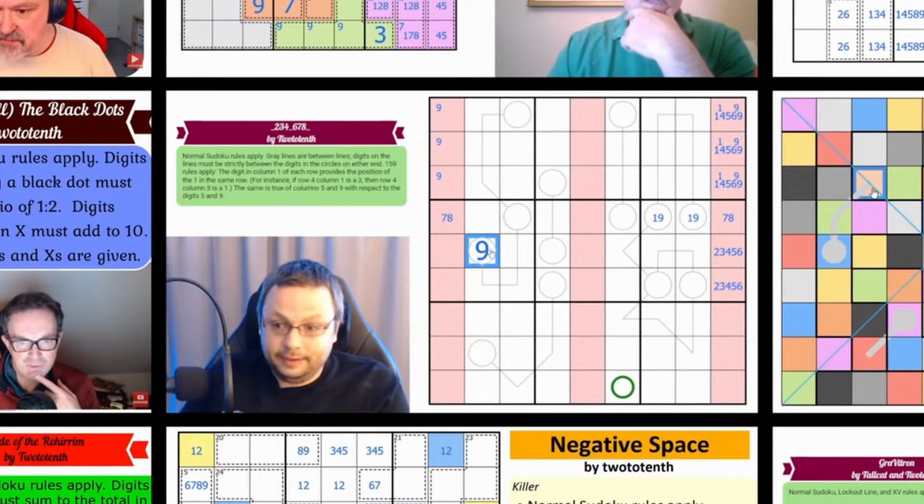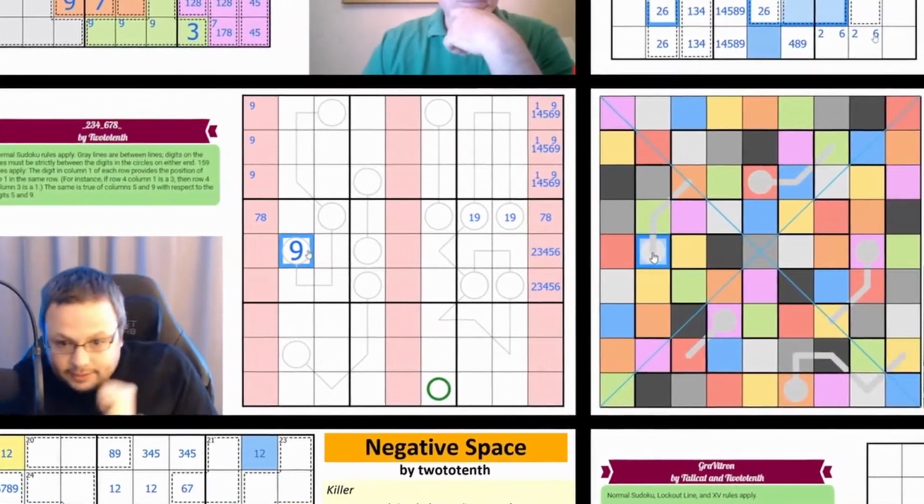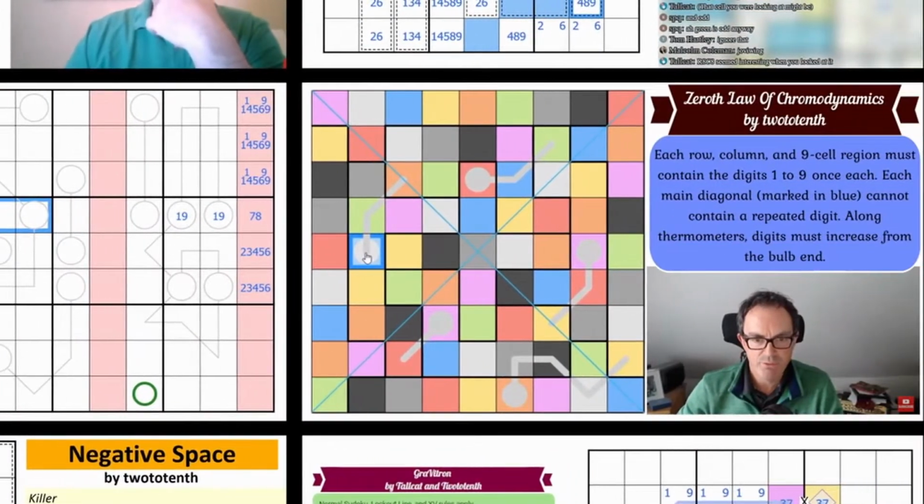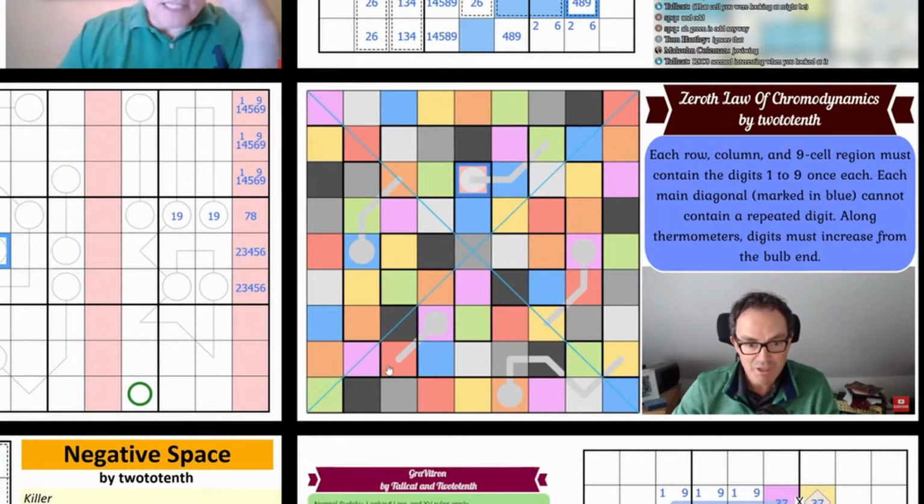That being a 9, that gets us a digit dance. Orange is a max of 5, so blue is a max of 3. So red is a max... Oh, this is it. Red's a max of 2. And red is on this thermometer, which means purple is a max of 1, and therefore purple is 1.